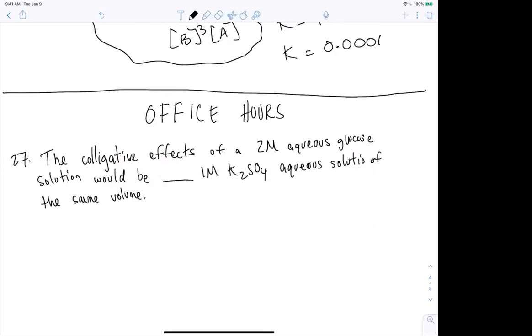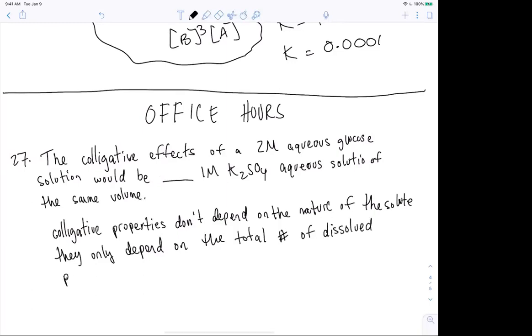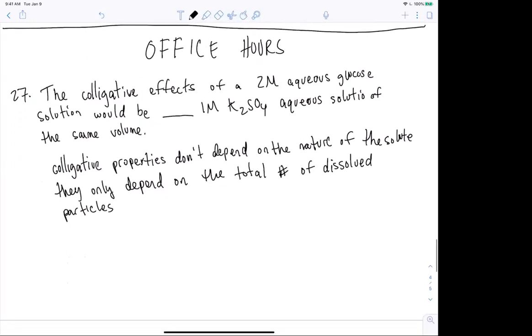It's saying if I've got 2 molar, so the first thing to recognize for problem 27 is that colligative properties, this is the first thing that occurs to me when I read it. Colligative properties don't depend on the nature of the solute. They only depend on the total number of dissolved, I hate to say the total number of dissolved, let's just call them dissolved particles. Particles, maybe like dissolved moles. It'll be clear once I show you what I mean.